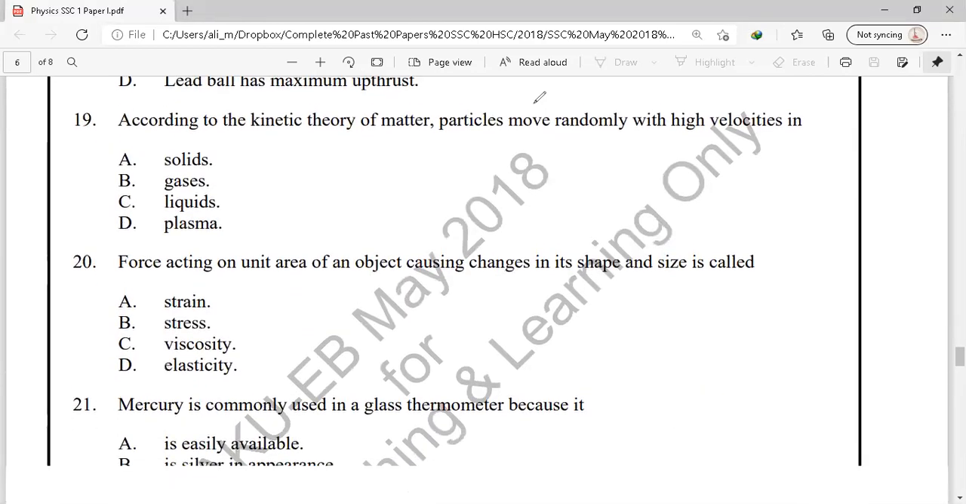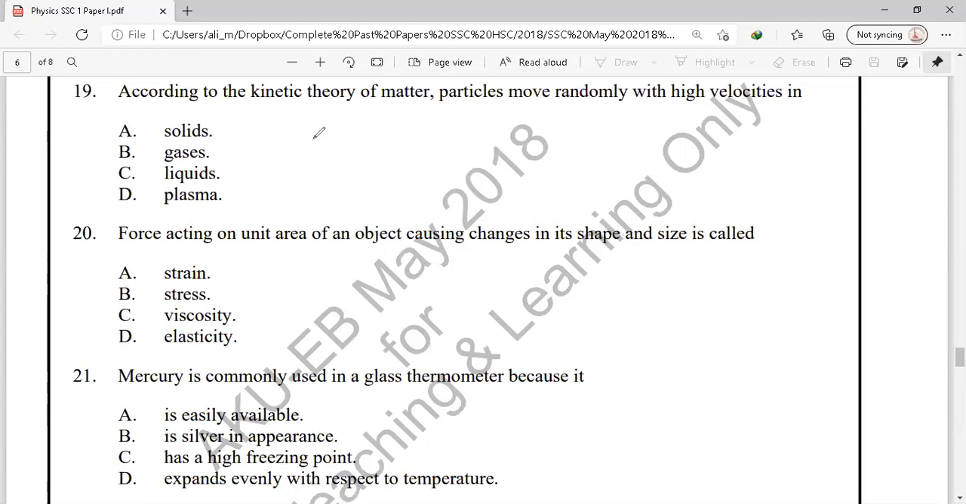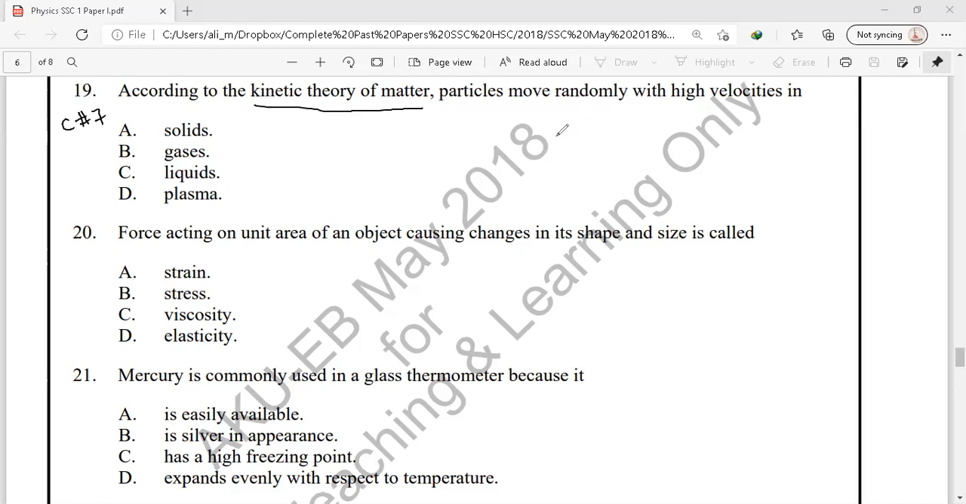So let's come to question number 19. And in question number 19, we have a question from chapter number 7, Physical Properties of Matter. So, in this question, according to kinetic theory of matter, particles move randomly with high velocities.